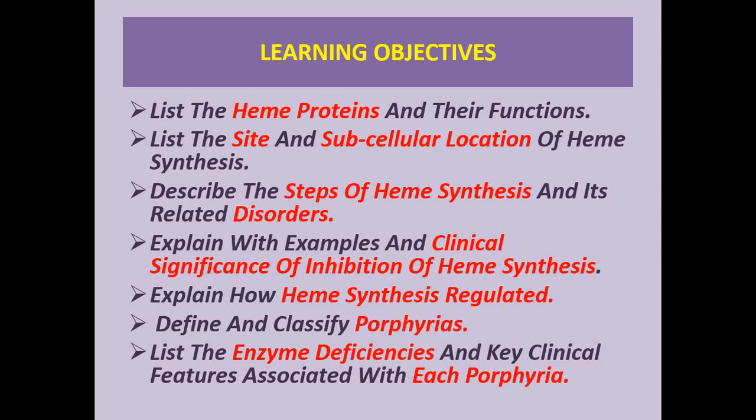Describe the steps of heme synthesis and its related disorders. Explain with examples the clinical significance of inhibition of heme synthesis and explain how heme synthesis is regulated. Then we will discuss the porphyrias, how they are defined and how they are classified, and lastly, list the enzyme deficiencies and key clinical features associated with each porphyria.